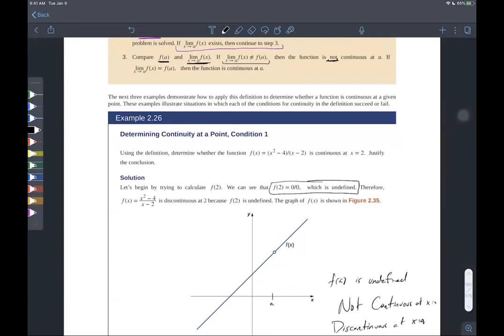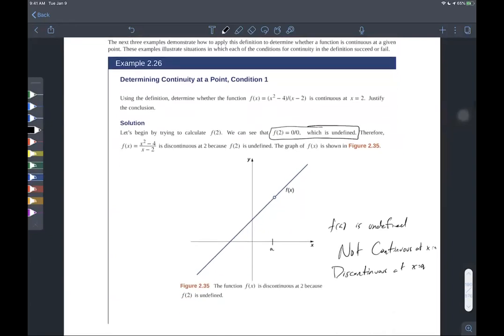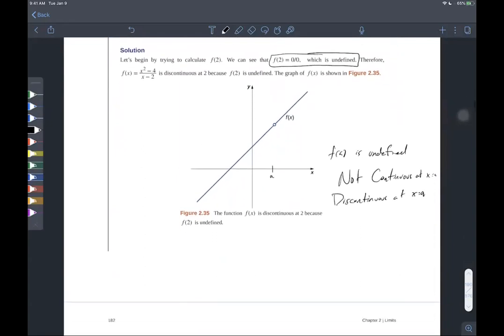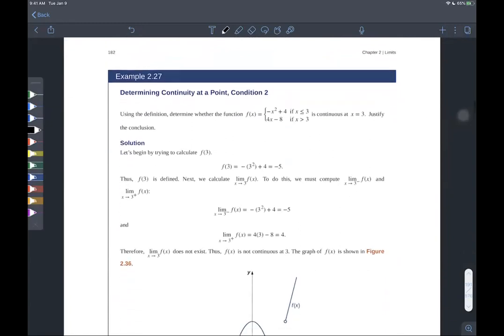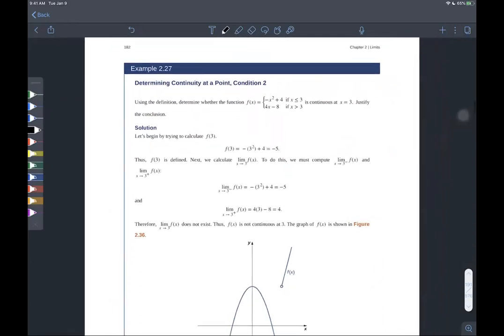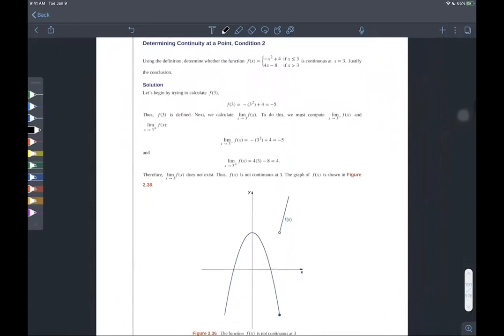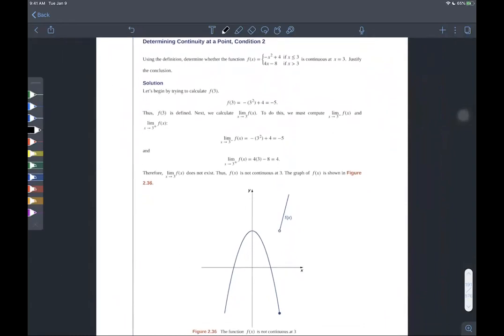Therefore, f of x is discontinuous at 2 because f of 2 is undefined. Okay, nice. If the first condition is not satisfied, you can stop there. Okay, let's continue. We can see example 2.27, determining continuity at a point, condition 2.